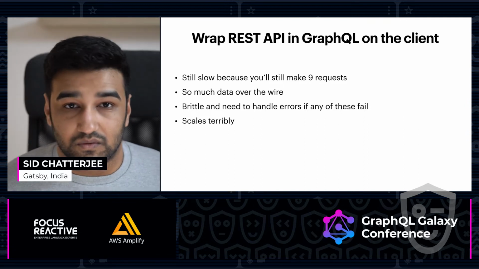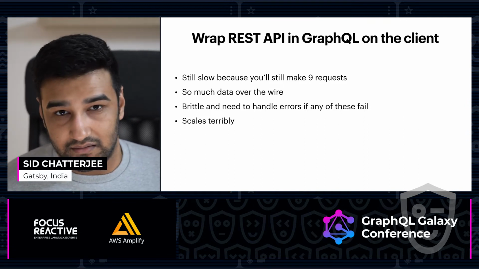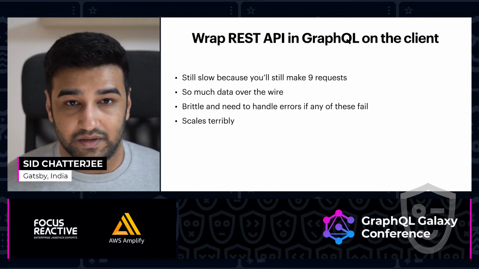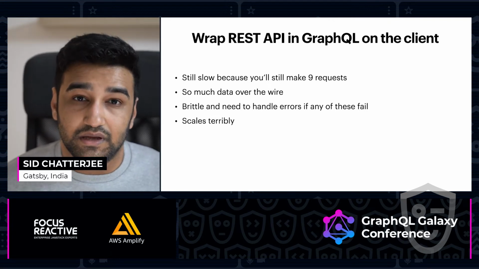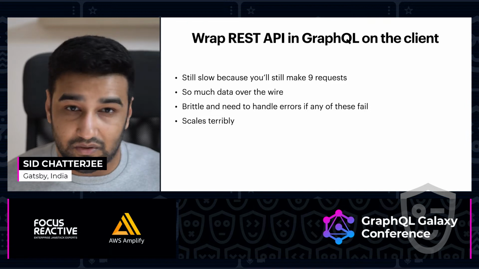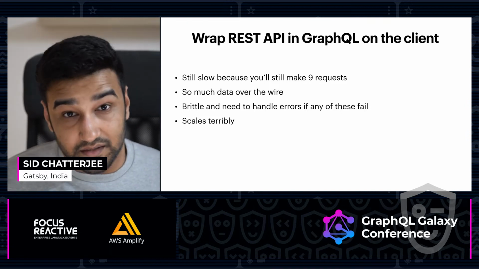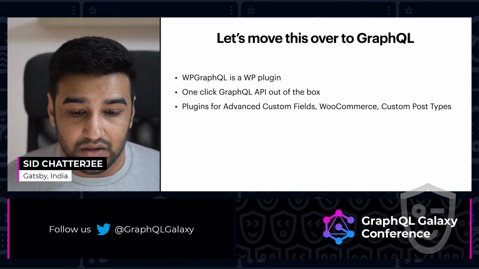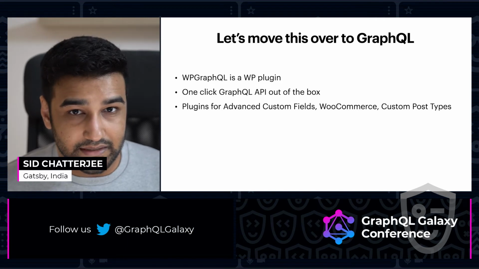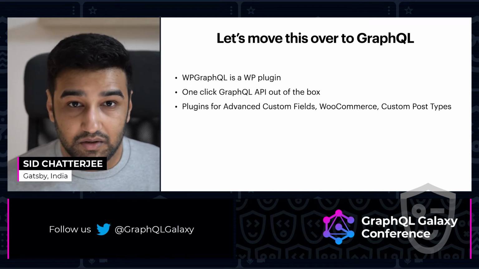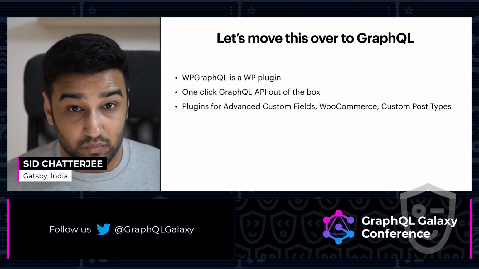And also, needless to say, this doesn't scale really well. We're looking at a lot of API requests for a single page load. And the moment we talk at scale, this stuff adds up. So let's try to move this over to GraphQL, right? That's what this talk is all about. It's about building modern websites on WordPress with GraphQL.